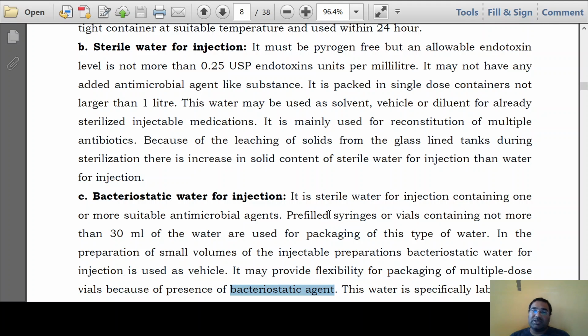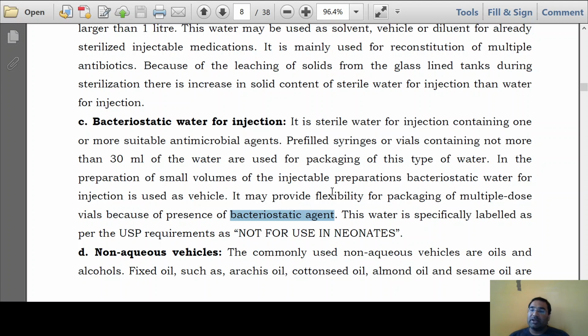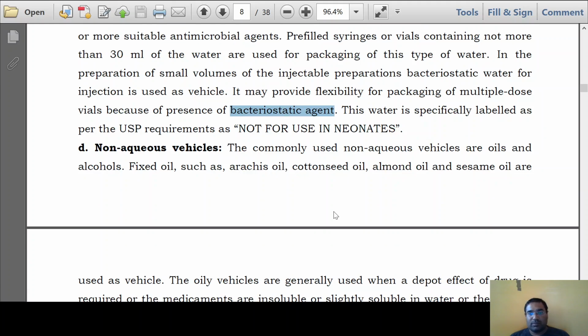Like sterile water for injection, once you open the container, you have to use that water. But in case of bacteriostatic water for injection, you can use it once, twice or thrice because it contains bacteriostatic agent. This water is specifically labeled as per the USP requirements as not for use in neonates. So bacteriostatic water for injection is not suitable for use in neonates. Neonates means newborn babies. So in case of newborn babies, bacteriostatic water for injection cannot be used.